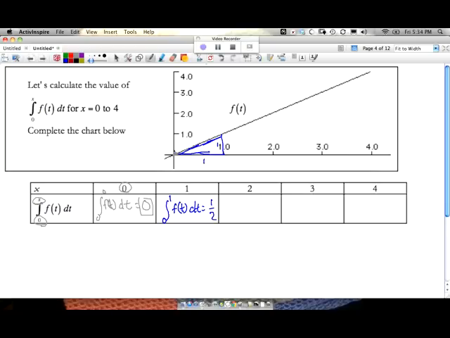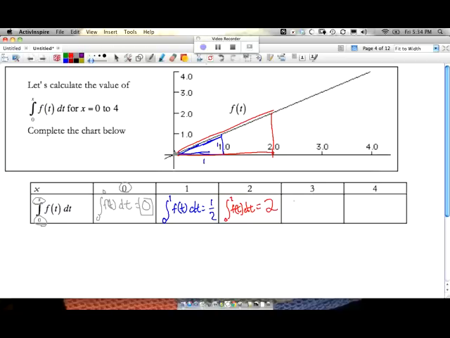All right, let's go all the way out to 2. Now when we're going out to 2, we start here and we're going 2 wide and 2 tall. And so that's the area from 0 to 2 of f of t dt. What's that equal? Well, base 2, height 2, 2 times 2, 4, and then divide by 2 because it's a triangle. That's 2. Lots of 2's.